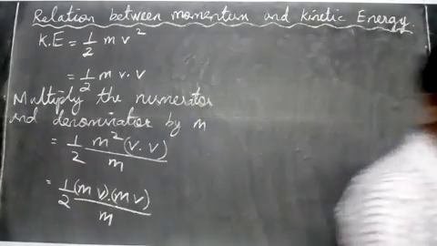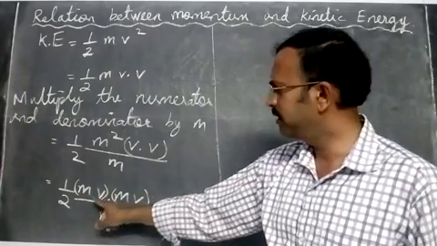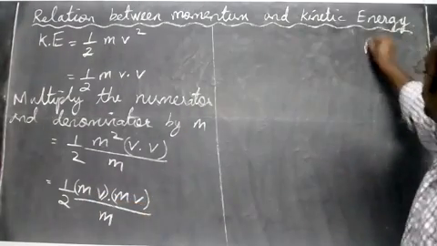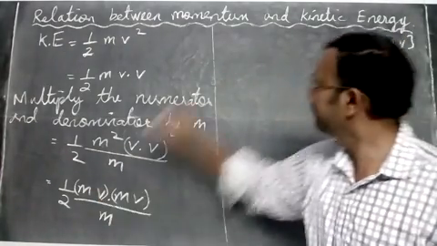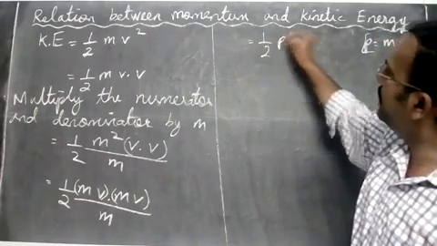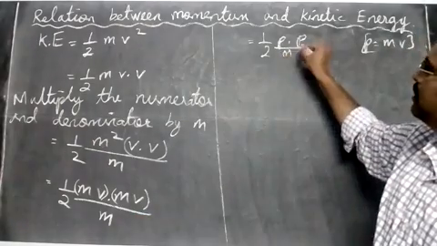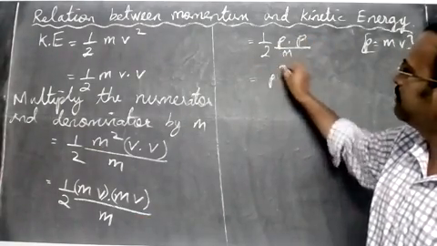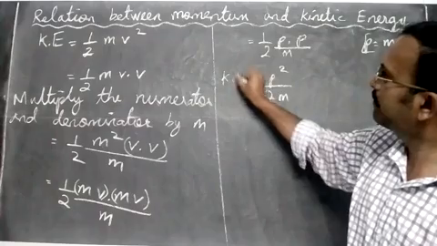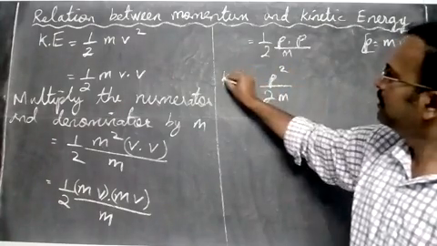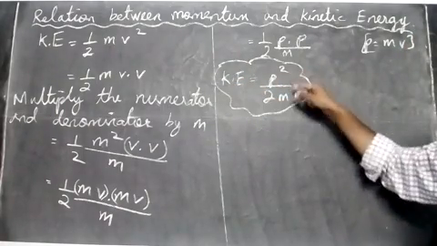Now we know the formula for momentum. P is equal to mv. So instead of writing mv, we write p. So we get half into p into p, and in the denominator we get m. p into p is p square, so we write p square by 2m. On the left side we get kinetic energy. This is the relation between kinetic energy and momentum. Kinetic energy KE is equal to p square by 2m.